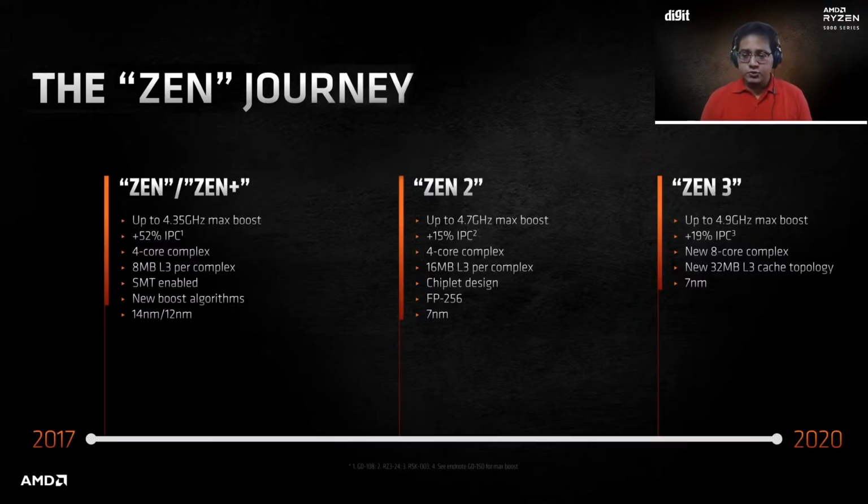Then came Zen 2, where we saw another 15% IPC uplift and the move to a more efficient 7 nanometer process node. And in November this year, we saw the introduction of Zen 3, that is AMD's latest microarchitecture, which is a ground up redesign that has resulted in significant performance gains and also happens to be the topic of today's AMA.